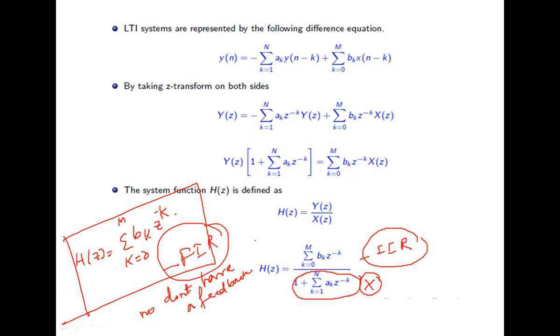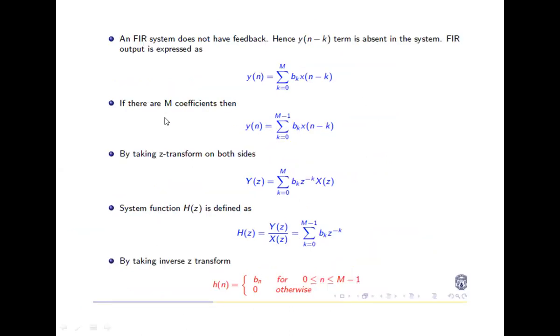Okay, let us move further. So this is what is written here. An FIR system does not have feedback, hence the y of n minus k term is absent in the system. FIR output is expressed as y of n equals summation k equals 0 to M, b_k x of n minus k. If M is the number of coefficients, like the 8 point we have already seen, for calculation the samples will go from where to where? 0 to 7. So as we are considering M coefficients, we write the summation as k equals 0 to M minus 1, that is 0 to 7, b_k x of n minus k.